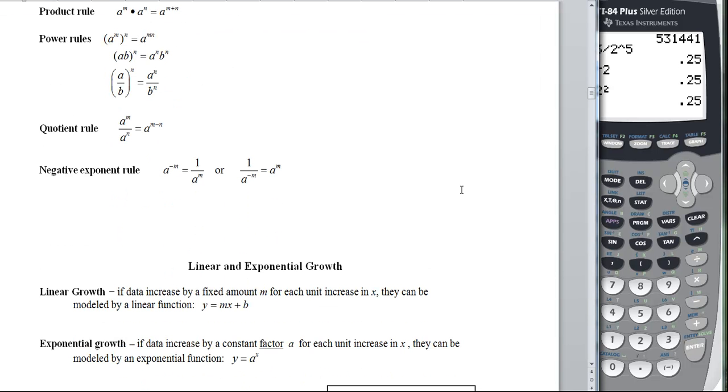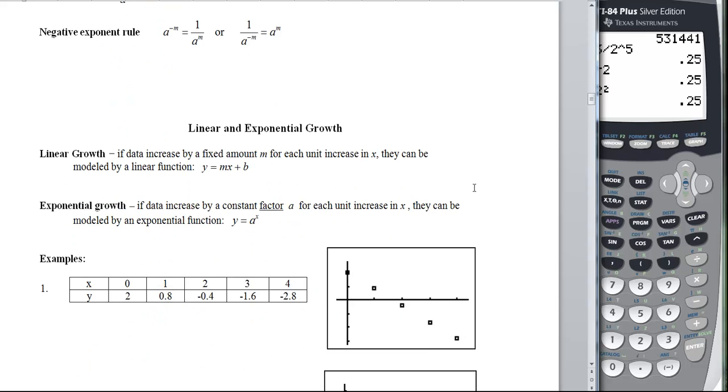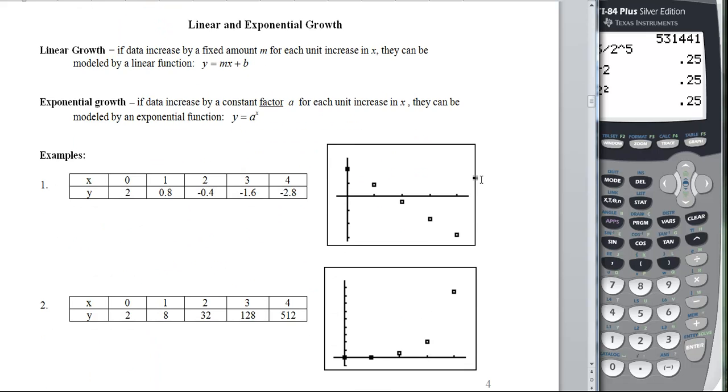Alright, let's get on down here. Linear growth and exponential growth. I've got some very set examples here, but you really need to see the difference with respect to their pictures. We've played with linear equations before. If data increase or decrease by a fixed amount m for each unit increase in x, then it can be modeled by a linear function. So I've got points here, and what I did with those points is I plotted them, and you can tell that they're on a straight line.